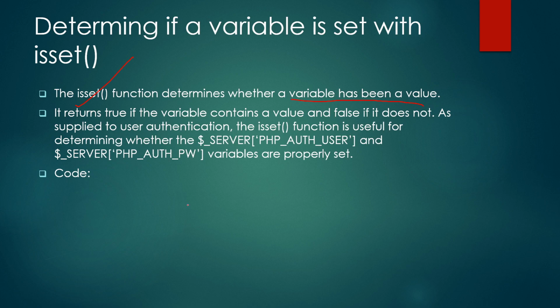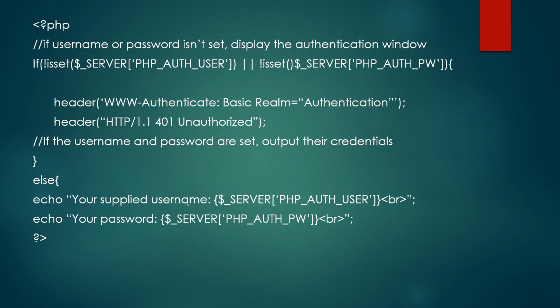Now let's see the code. This is the code for authentication in PHP. First, what I'm doing is basically saying: if the username or password is not set, display the authentication window. So if the username and password are not set, then we will just pop up the authentication window.